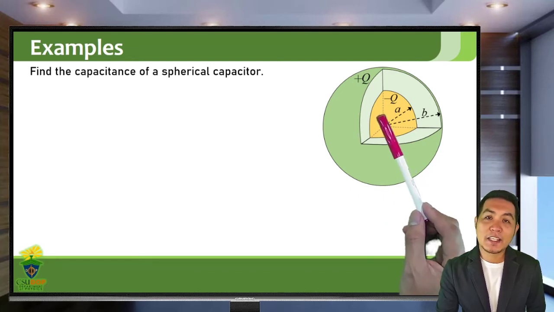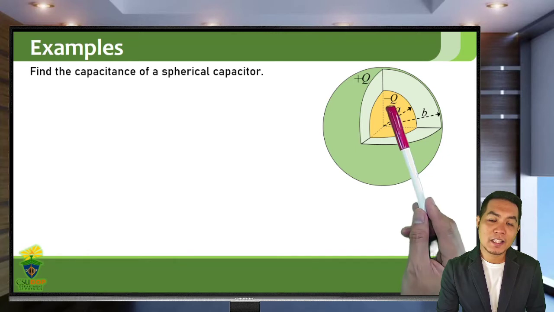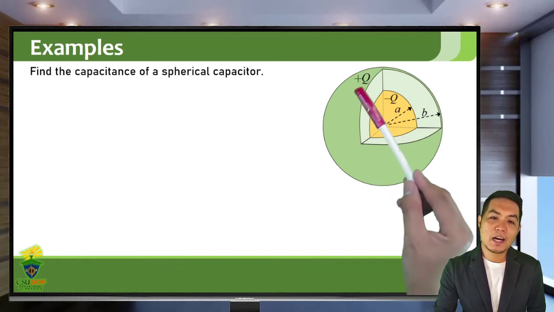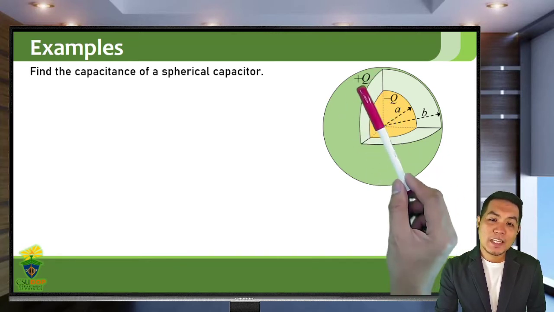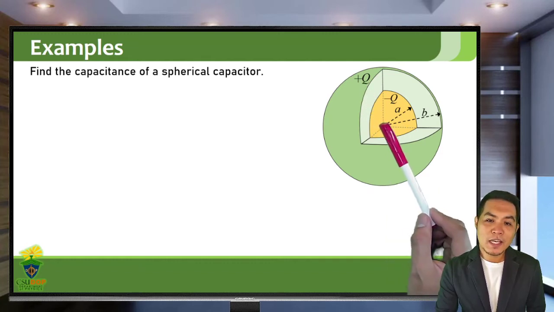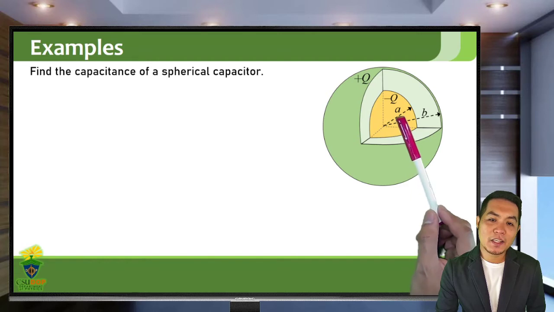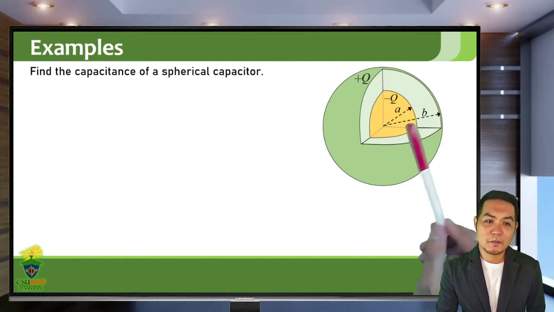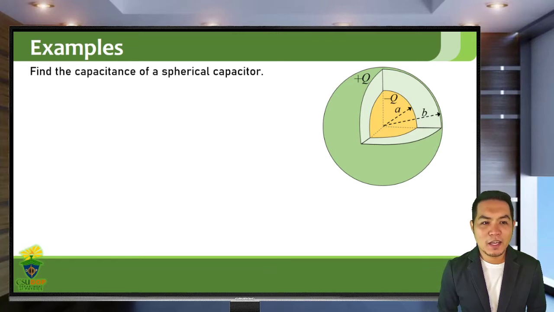For instance, the inner spherical conducting shell has a total charge of negative q, and the outer spherical conducting shell has a charge of positive q. The radius of the inner shell is a. The radius of the outer shell is b. So how do you find the capacitance of a spherical capacitor?